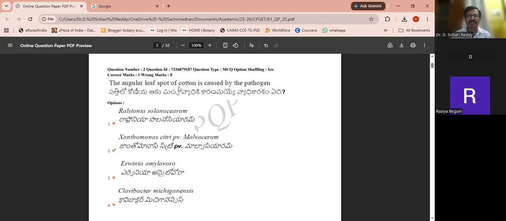Usually in some books it is not written. They write only about the angular leaf spot or the black knot of cotton. And another name is blight of cotton.